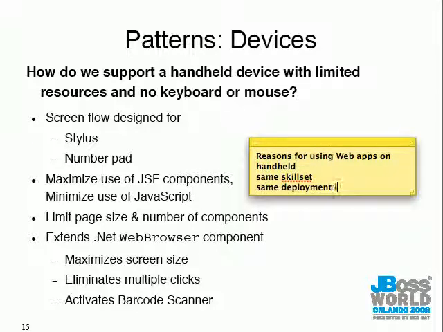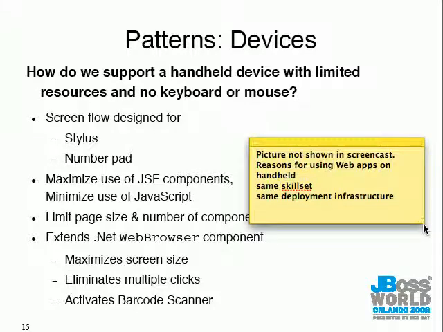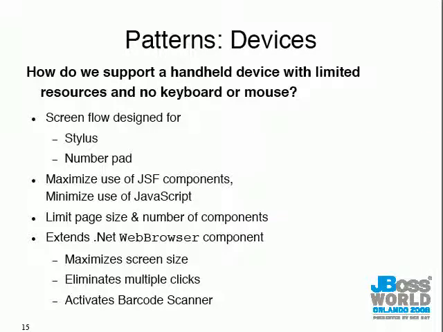And the other thing that we did was we eliminated double clicks. Because we did a custom .NET web browser component, if somebody double clicks on a link, it doesn't trigger the action twice. It makes an audible beep, so the user knows that they triggered it again. The other thing is, because this device wasn't really custom designed for a web app, we have to manually activate and deactivate the barcode scanner when the focus is on a text field. So that's another thing that we have to do.